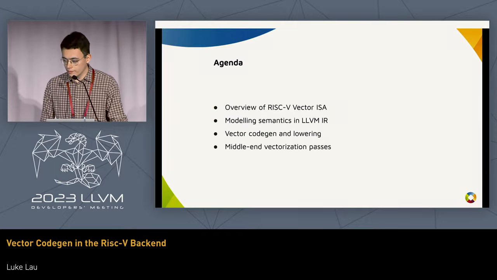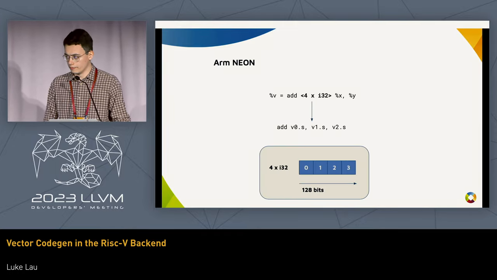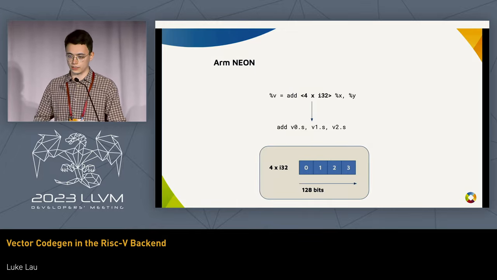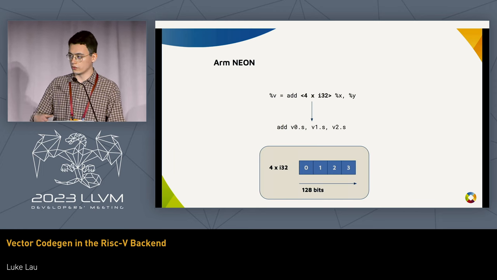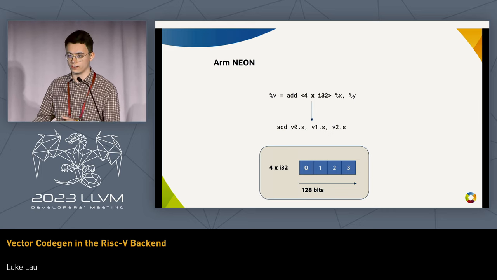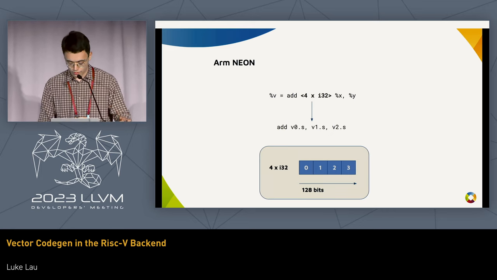So I'd like to begin anyway by talking about a simpler ISA. ARM Neon, and this was back in simpler times when we had fixed length vector registers. So on ARM Neon, the vector registers are always 128 bits in size, and this is great because if you're the loop vectorizer, you can just emit a vector of like 4 32-bit integers, and you know it's always going to exactly fit into that vector register.